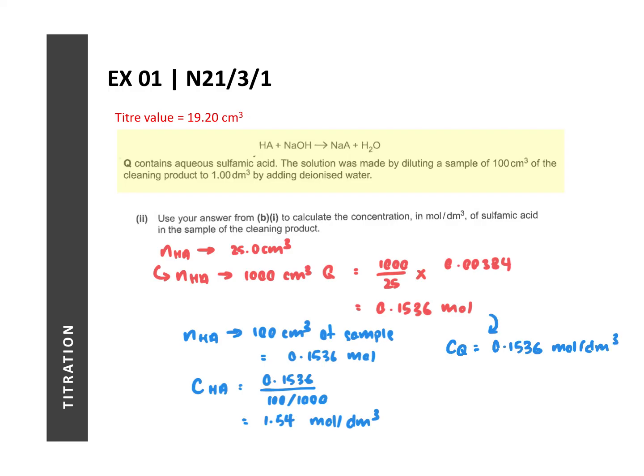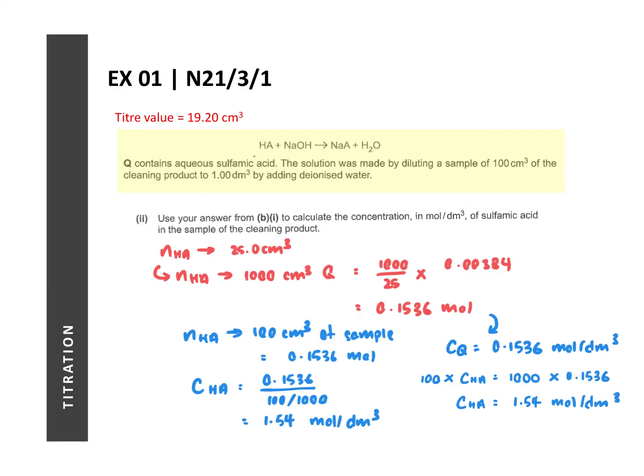So to find the concentration of the sample, remember that is the concentration before dilution, we can make use of the equation that we saw earlier. The volume before dilution is 100 centimeter cube times the concentration of acid before dilution, which equals the volume after dilution times the concentration of acid after dilution. So that will give us the concentration of acid to be 1.54 mole per dm cube as well.